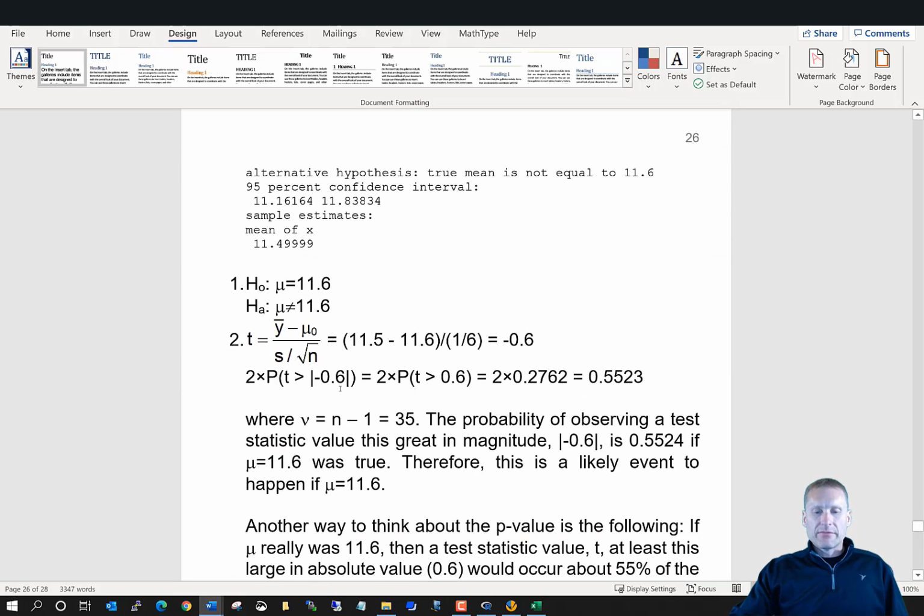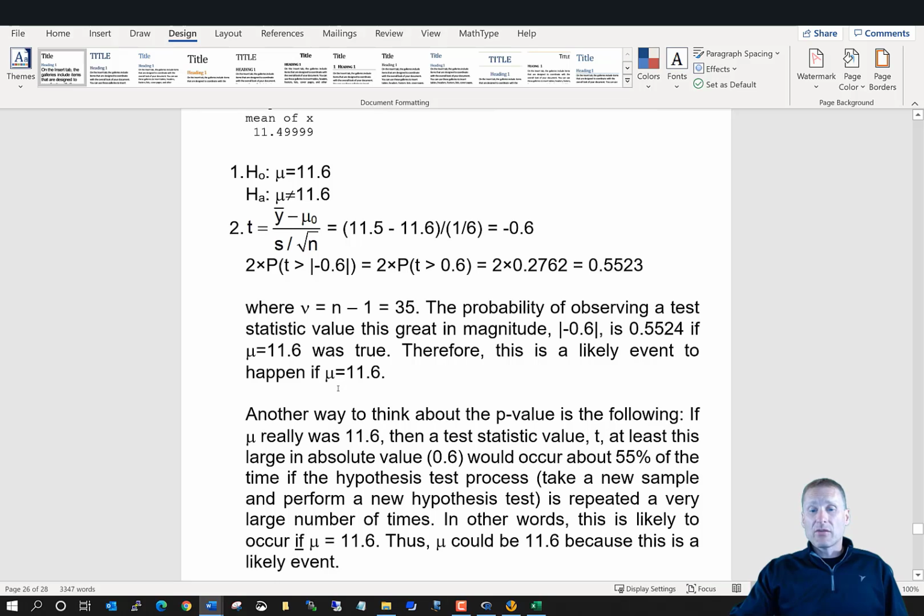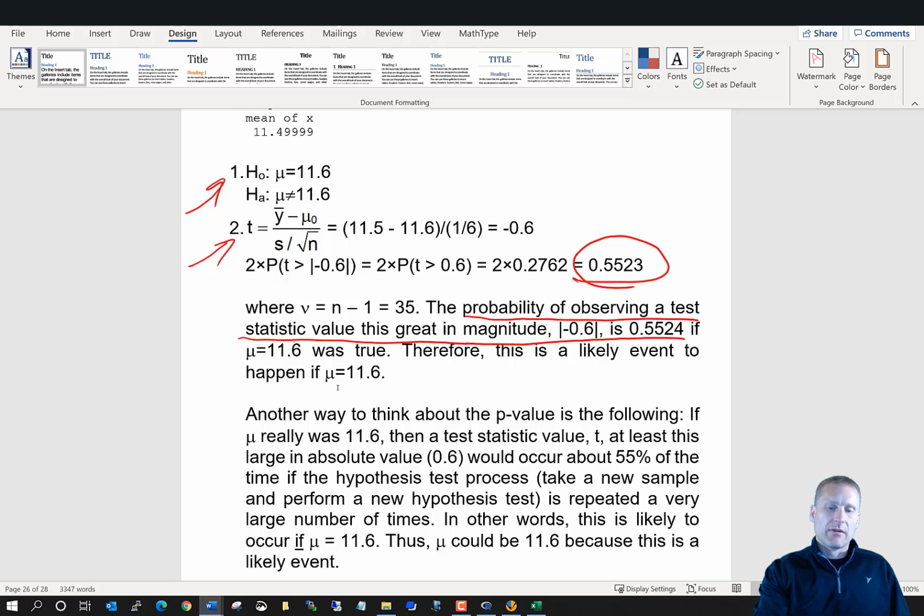So putting this all together then, I can go through my steps of doing my hypothesis test with a p-value. State your hypotheses, find your test statistic, find the corresponding p-value of 0.55. So again, what does this mean? The probability of observing a test statistic this great in magnitude is 0.55 if the null hypothesis was actually true. Therefore, this is a likely thing to happen. Probability of 0.55, that says, yeah, that's reasonable to have happen in actuality. So because of that, I'm going to end up saying don't reject H0.